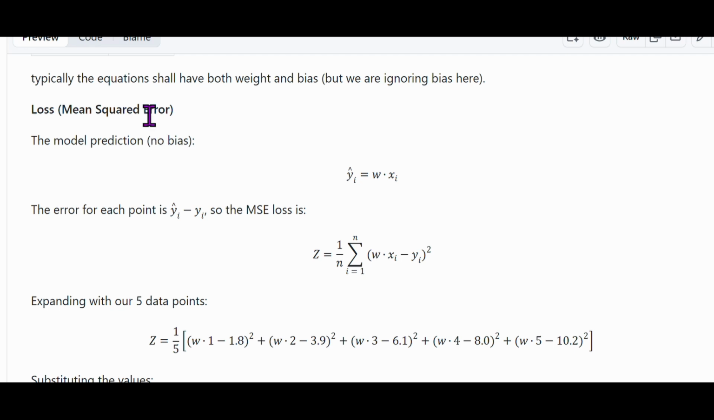Now the question is why I'm ignoring it. Because I want to represent this equation in the Desmos calculator, and that too in Desmos 2D for quick visualization. That's why I don't want to focus on the bias part, and I have ignored bias completely. So the predicted value here is y hat equal to w into x.